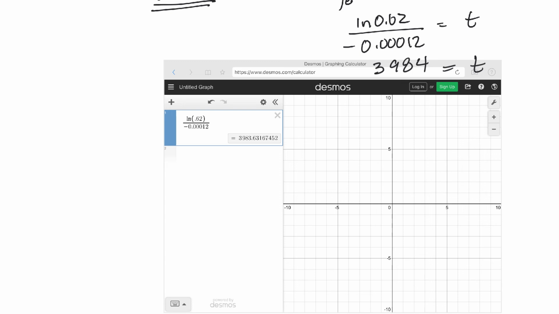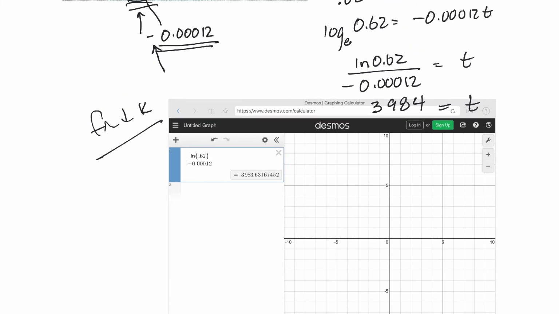Hopefully that helps you with that one. It's nice to look at lots of those types of questions, because sometimes you have to find K, but sometimes they give you K. You have to be careful with the sign for your K value. So if it's decreasing, K is negative. If it's increasing, it'd be positive. Okay, hopefully that helps you.